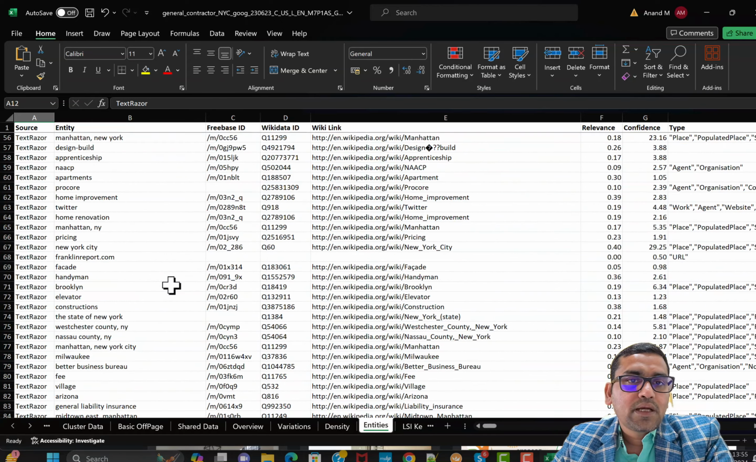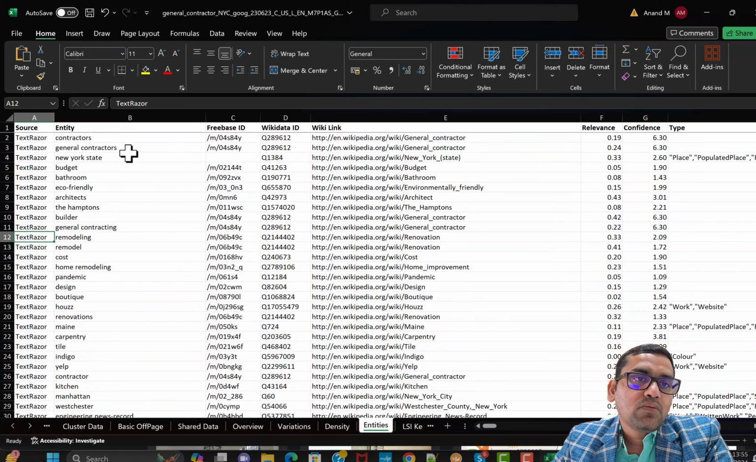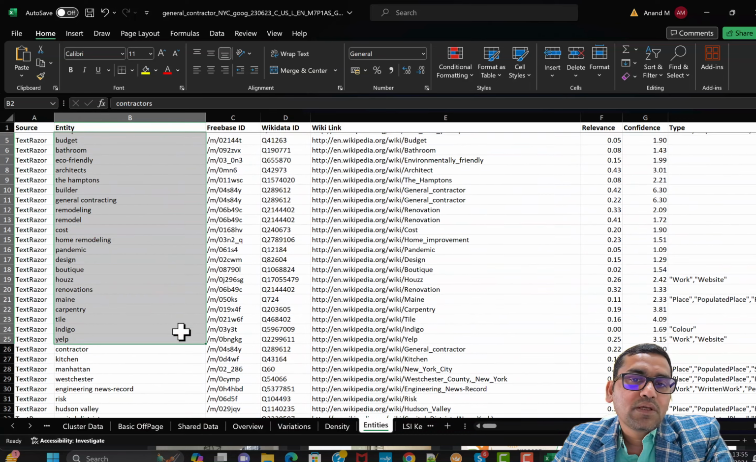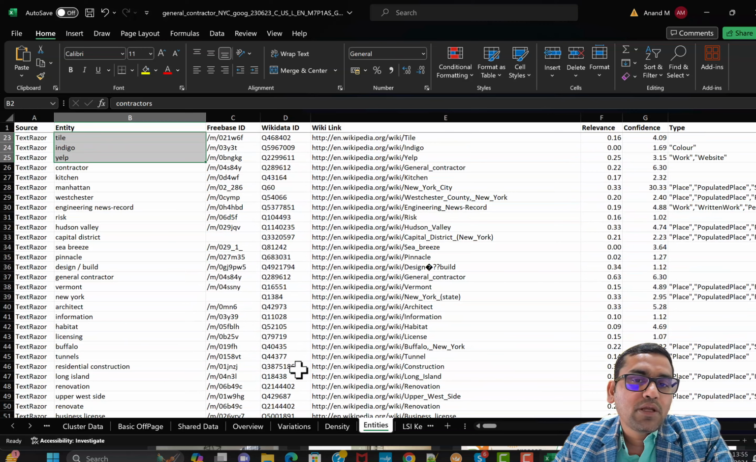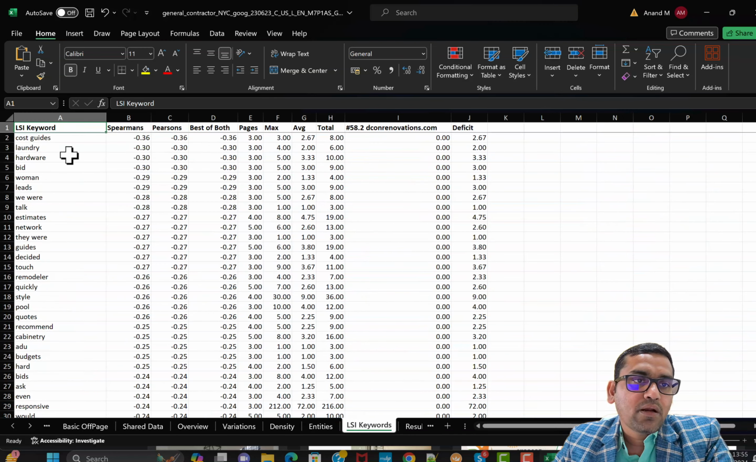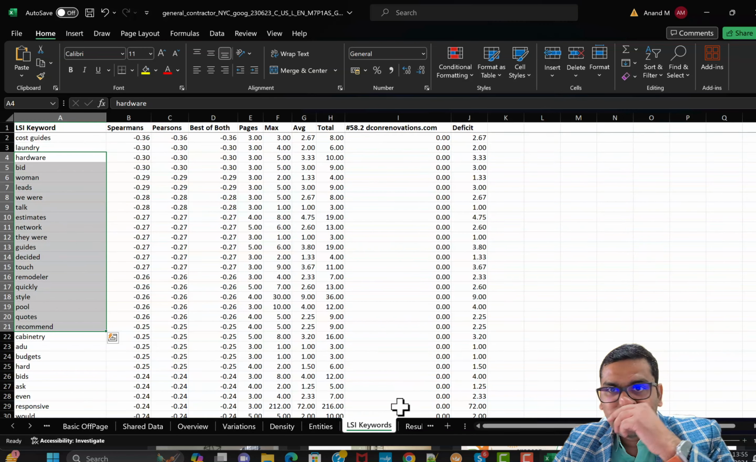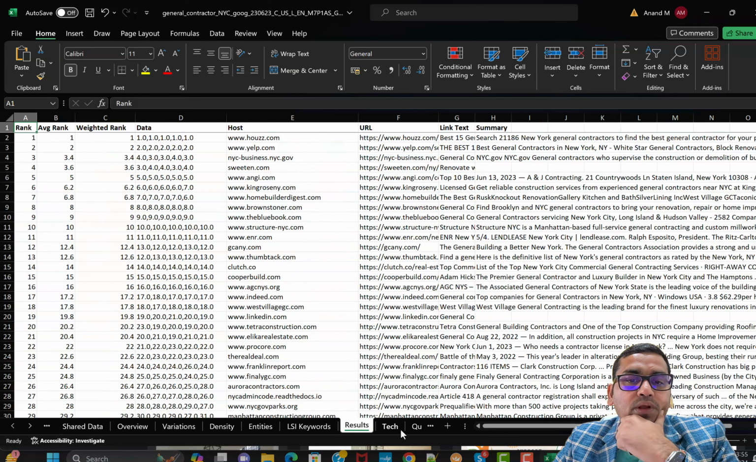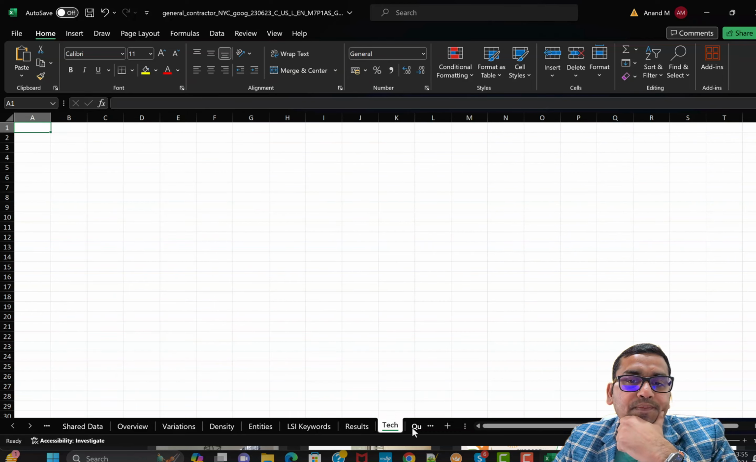And these entities can give us more ideas about what kind of content we are missing. Maybe some new content can be created around those entities and around those keywords. So that's the beauty of this tool. And it also gives us other details, as we can see.